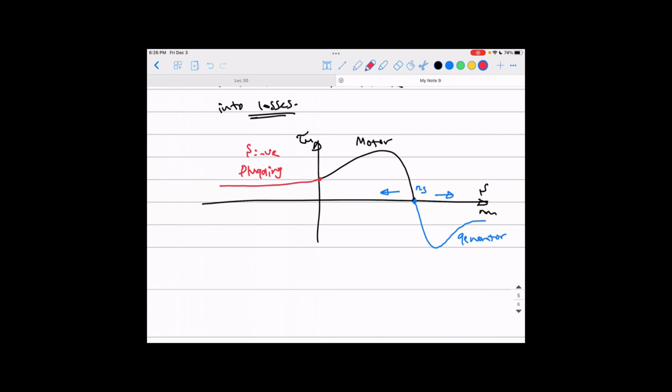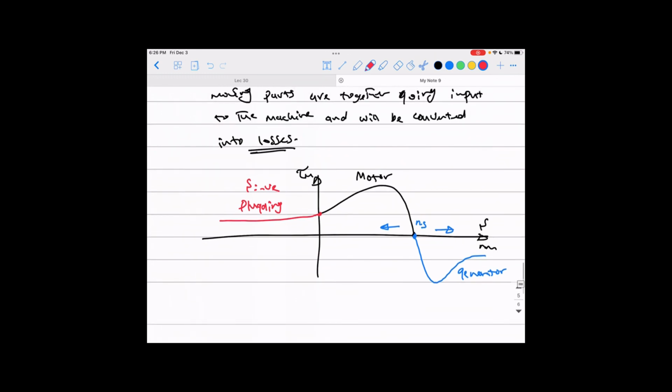So that is the complete torque speed characteristics of the three-phase induction machine. Not just for the motor mode like we had before, but now for the three modes of operation: the motor mode, the generator mode, and the plugging mode. You want to go with all of them on the same curve.